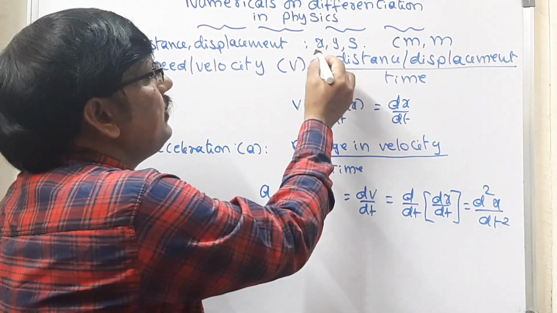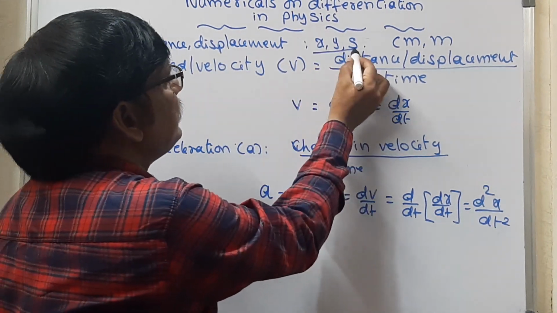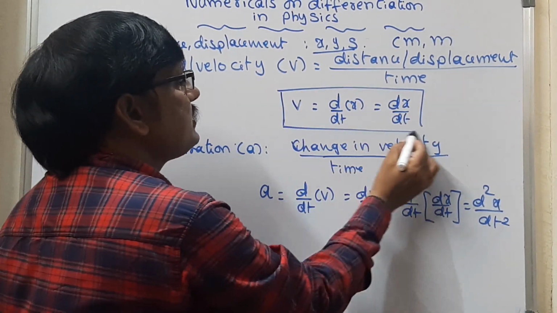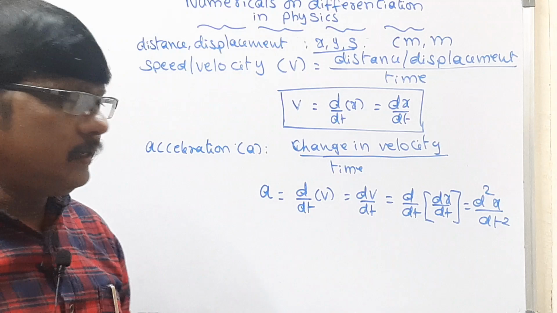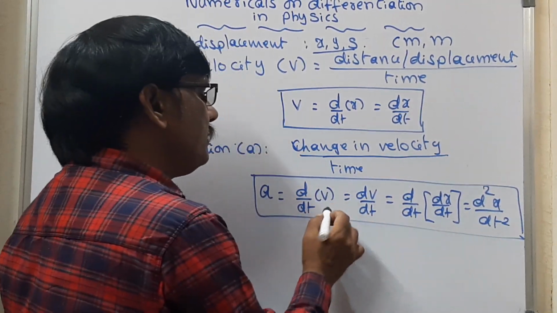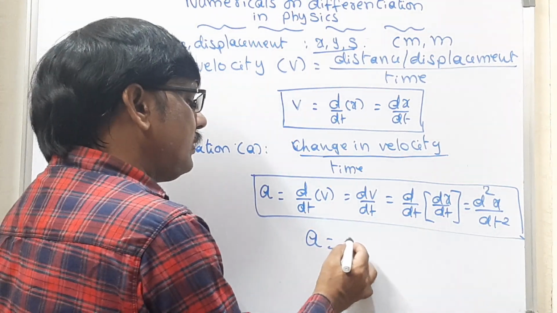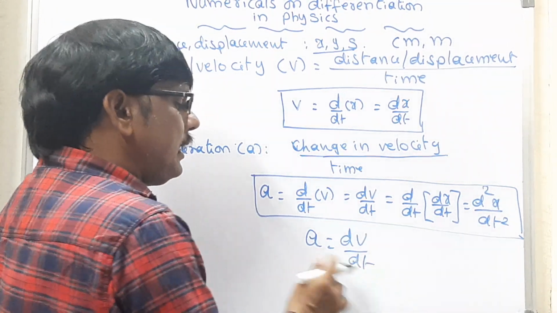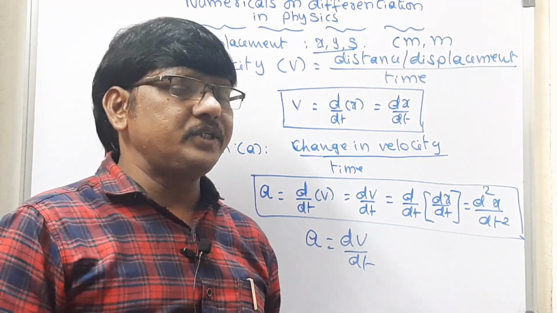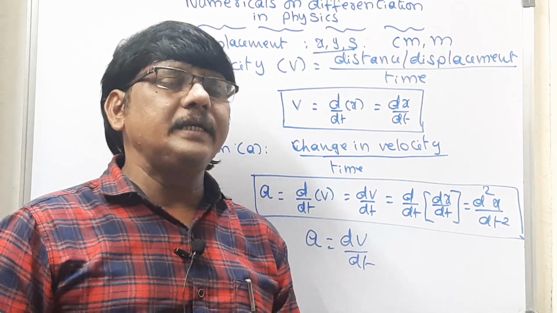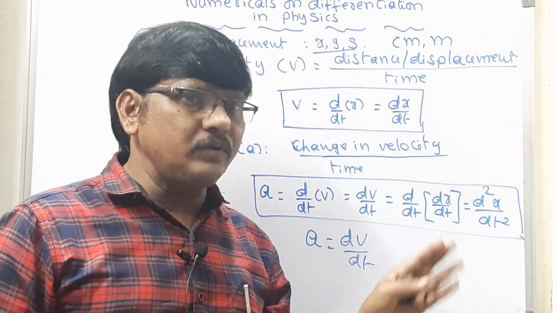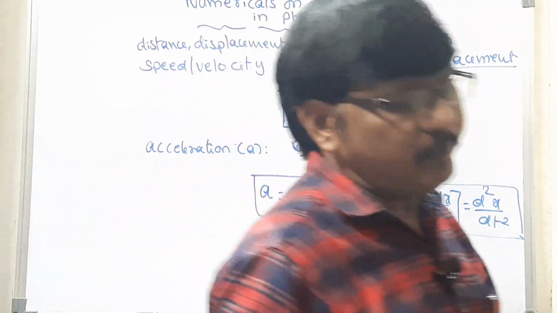Distance or displacement can be considered with x, y and s. Velocity can be considered with the formula dx by dt, and acceleration with this formula. Keep the basic formula in mind: acceleration is equal to dv by dt. There are two types of acceleration, positive acceleration and negative acceleration. Negative acceleration can be called retardation. These things we will discuss in detail in motion in one dimension, and this is only an introduction for your numericals.